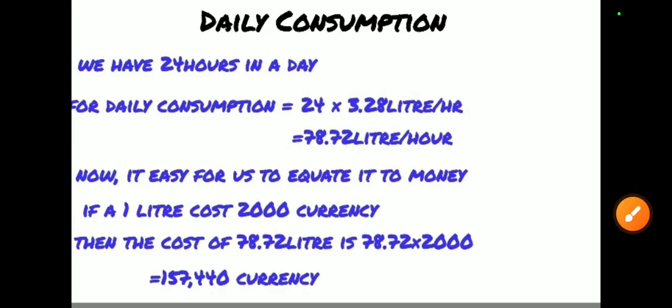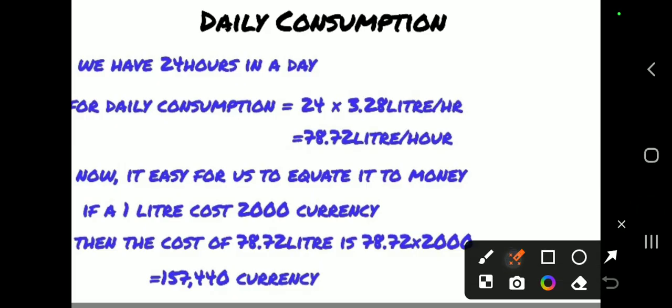Now, it is easy for us to equate it to money. If a liter of diesel costs 2,000 currency, then the cost of 78.72 liters is 78.72 times 2,000. That will amount to 157,440 currency. So that's the consumption in monetary form. This is what we spend daily in managing this size of load on this particular site.